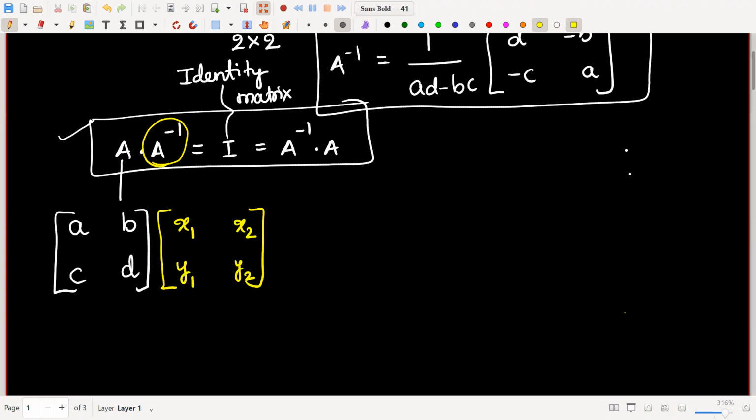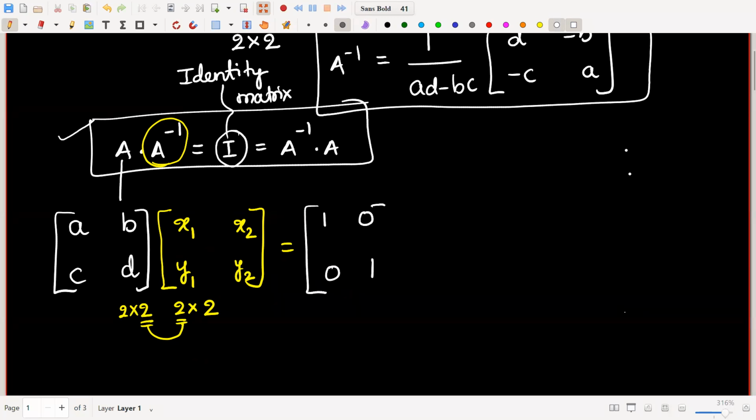So matrix multiplication must be conformable. You have here 2 by 2 order for this, this is a second order matrix. This is also a second order matrix. So these two must be the same, right? Then we can say this matrix multiplication is conformable. So this is equal to I, which must also be of order 2, that is [1, 0; 0, 1].